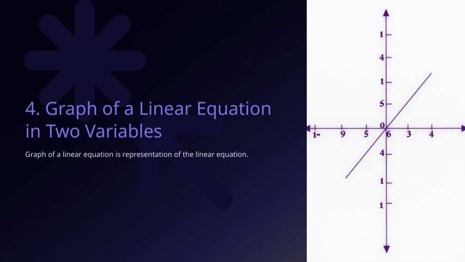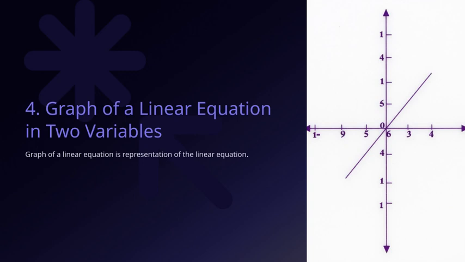As you can see, this graph is a visual representation of the linear equation itself. It helps us understand how the solutions to the equation are related spatially. The key point here is that every point on this line satisfies the equation. So, if you pick any point on the line, the coordinates of that point will make the equation true. This is really important because it connects the algebraic form of the equation to a visual, geometric form.